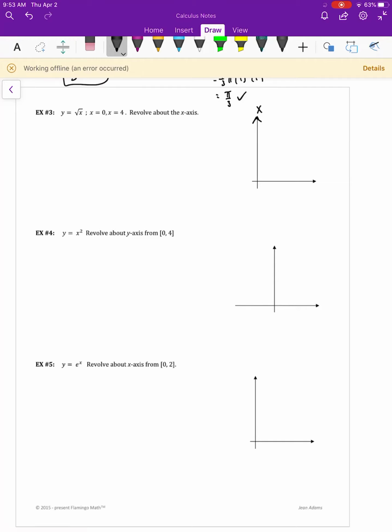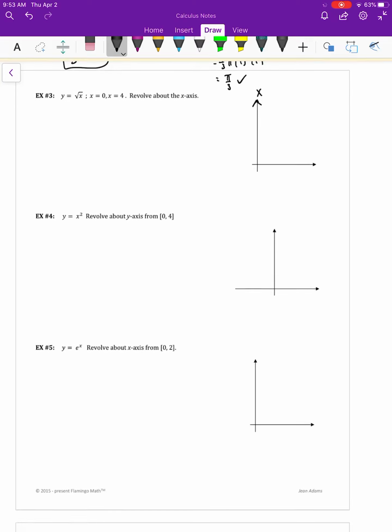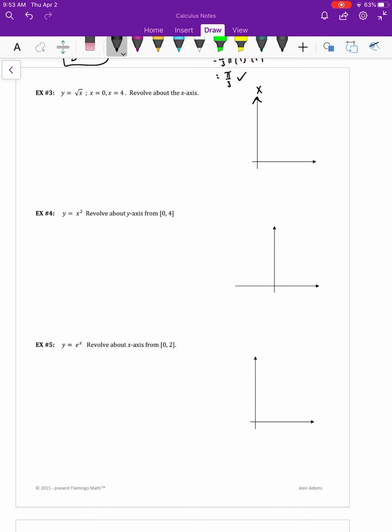Okay, we're back for part 2 of 6.3, disc and washer method. Example number 3, we're going to sketch y equals the square root of x.